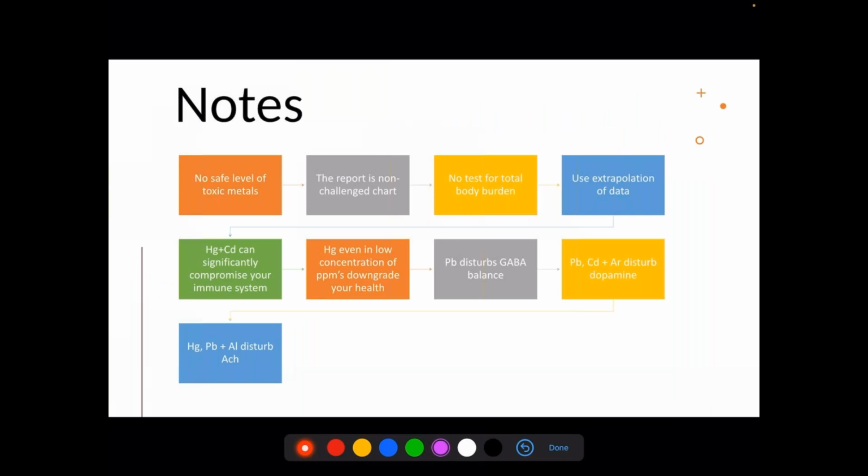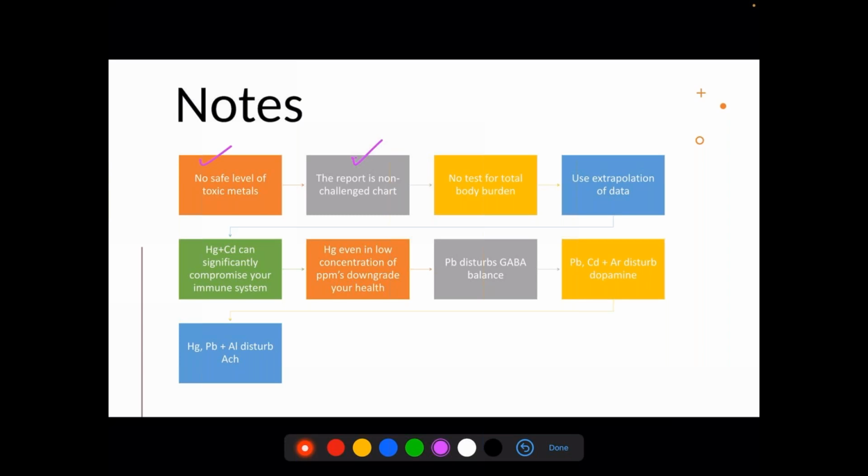Let's talk about some notes for a minute, and then as we get closer to looking at how we do this test, you first need to remember there is no safe level of toxic metals. It just does not exist. We showed that last time, but it's worthy of repeat and honorable mention in this one too. The report we're going to look at is not a challenge chart. Now, you'll see what I'm talking about.